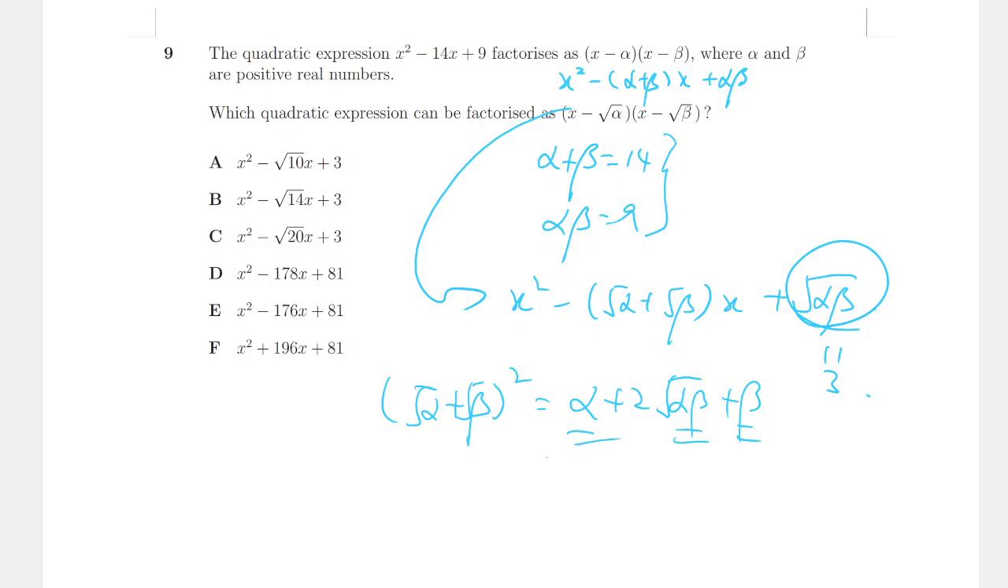So then this is 14 plus 2 times 3, since the square root of alpha beta is 3. So this is 20. That tells you that square root of alpha plus square root of beta is square root of 20. And it's definitely positive, because square root alpha is positive and square root beta is positive, so you don't have to consider the negative square root of 20. Good. In that case, we basically have the answer. So the answer will be C.